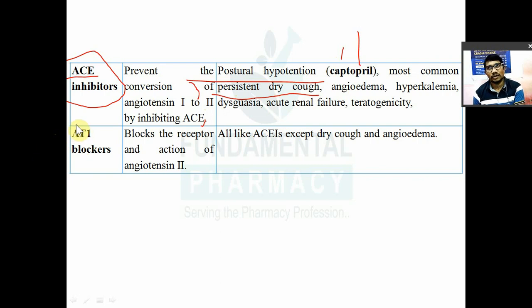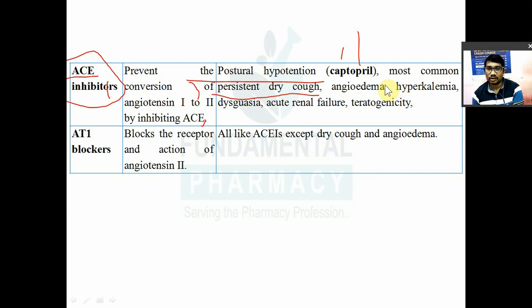Because we have seen already this angiotensin converting enzyme is not the only enzyme which converts angiotensin 1 to 2, but it also metabolizes the bradykinin and other important peptides of your body. So there is an increase in the bradykinin level because of the inhibition of ACE. It causes bronchoconstriction or asthma. Okay, and that is the persistent dry cough. And again because of that increased bradykinin level, you will have angioedema.